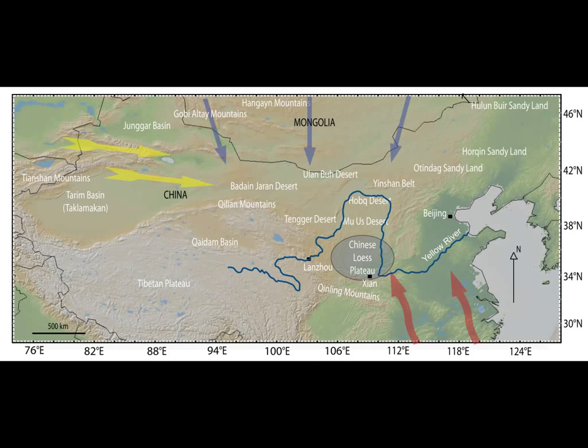To the north and the northwest of the Chinese Loess Plateau, you have a huge area of potential dust sources, including Gobi Desert, Sandy Desert, dried up lake basins, and high mountain areas. And the Loess Plateau is influenced by both monsoon and westerly winds, so there's a lot of potential areas and mechanisms by which dust can be transported to the plateau.